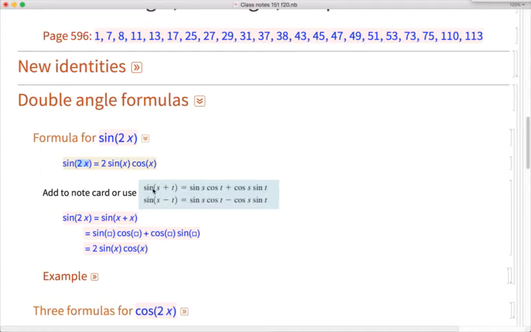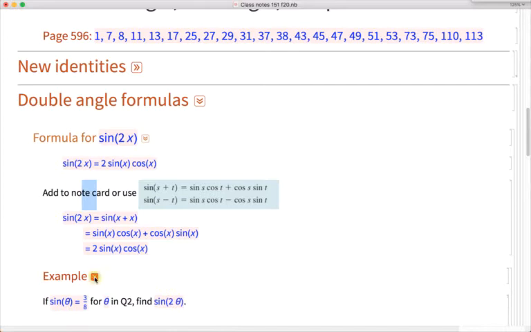Just to show you where the formula comes from, we're using the formula for sine of s plus t. So sine of 2x, that's the same as the sine of x plus x. And so we apply the formula for sine of s plus t, where both s and t are x. And that gives us sine times cosine, and two of them. Okay, so you don't need to know that derivation. You just have this formula on your note card.